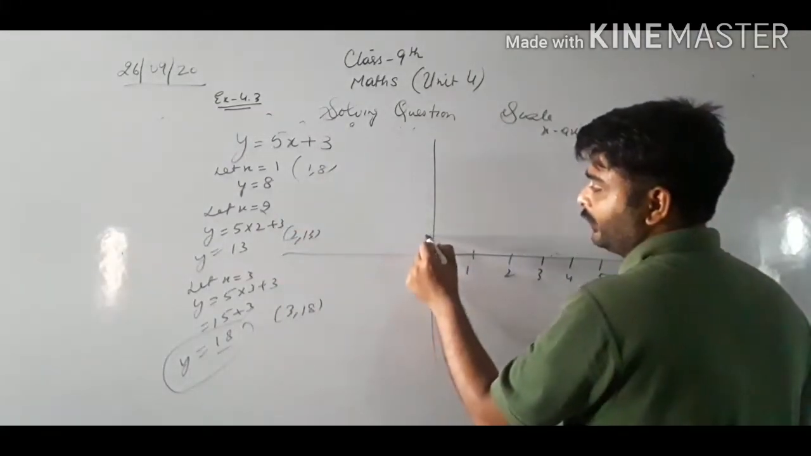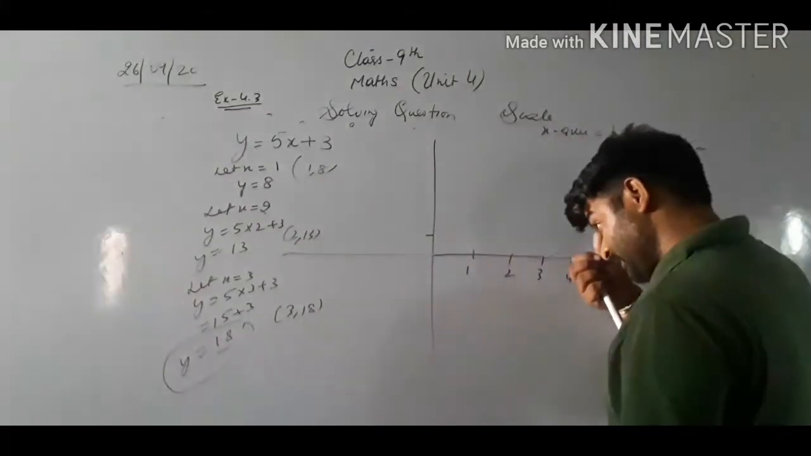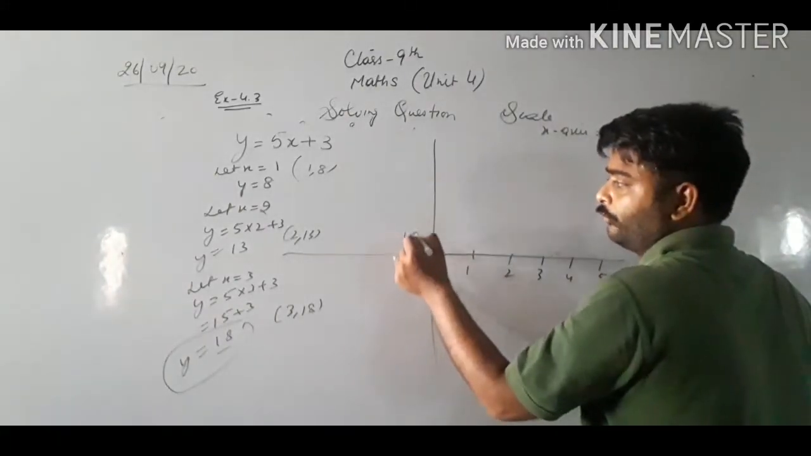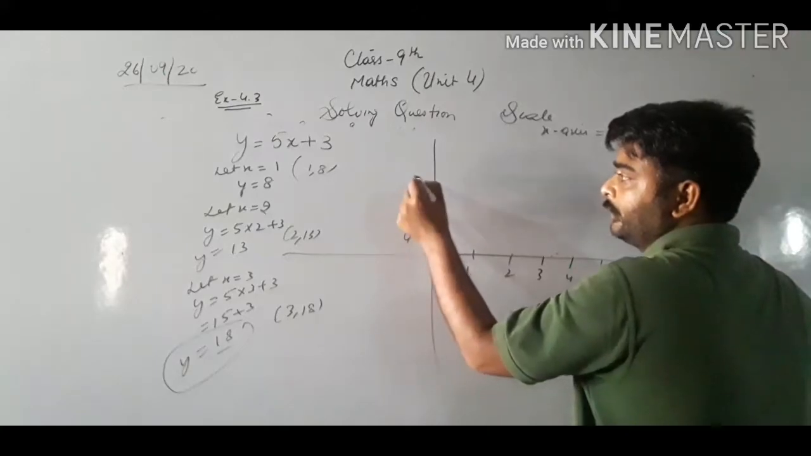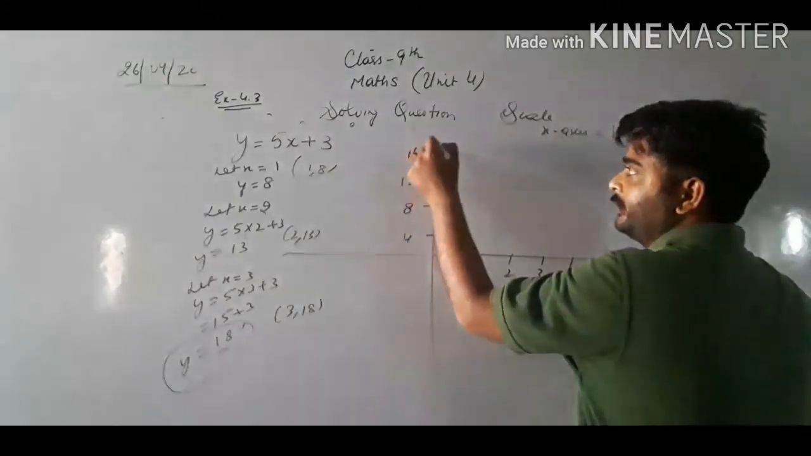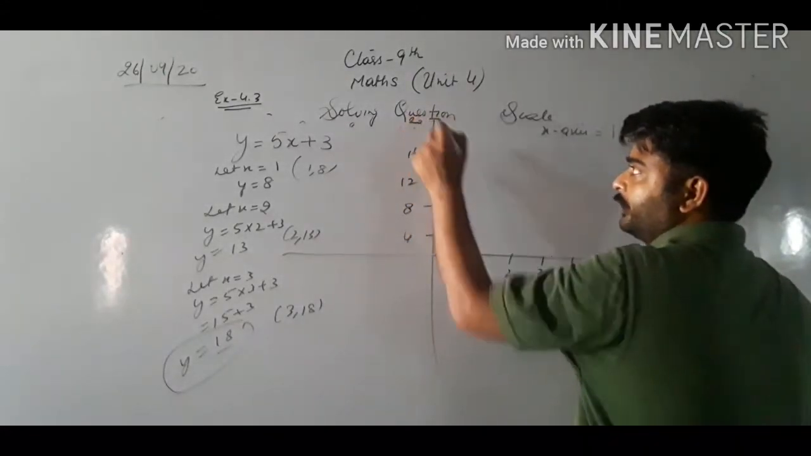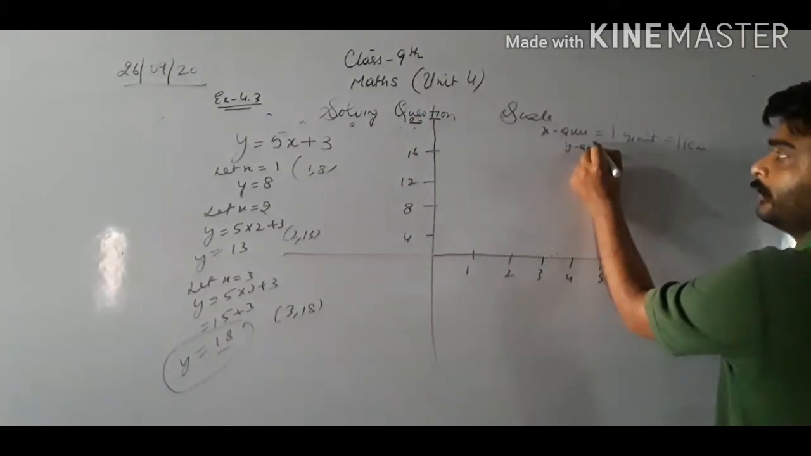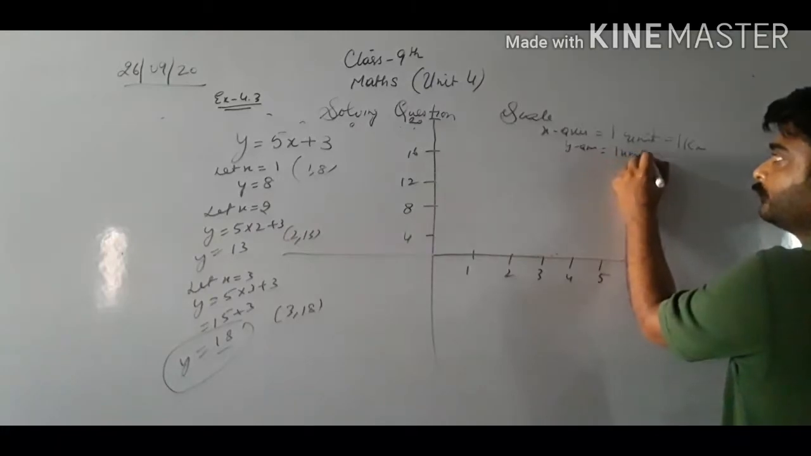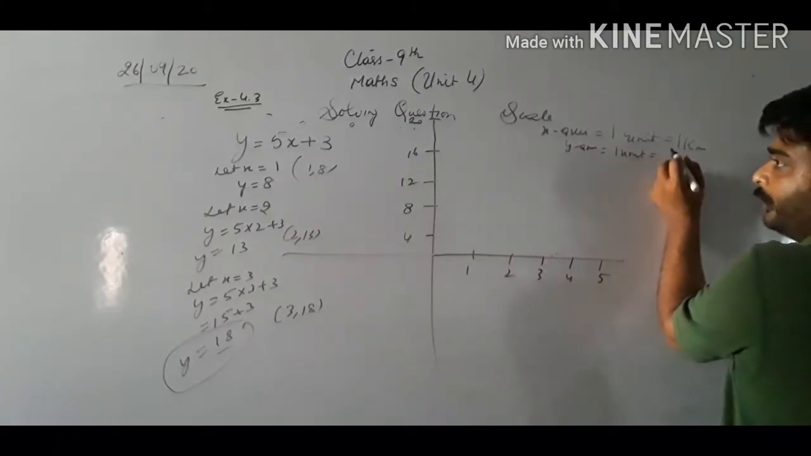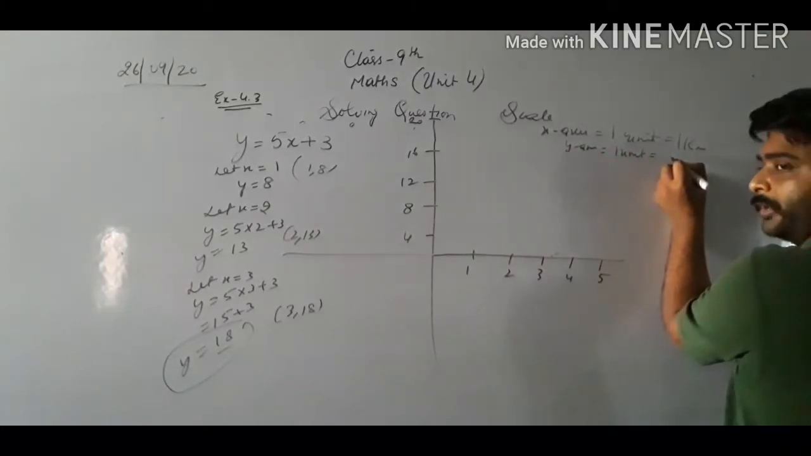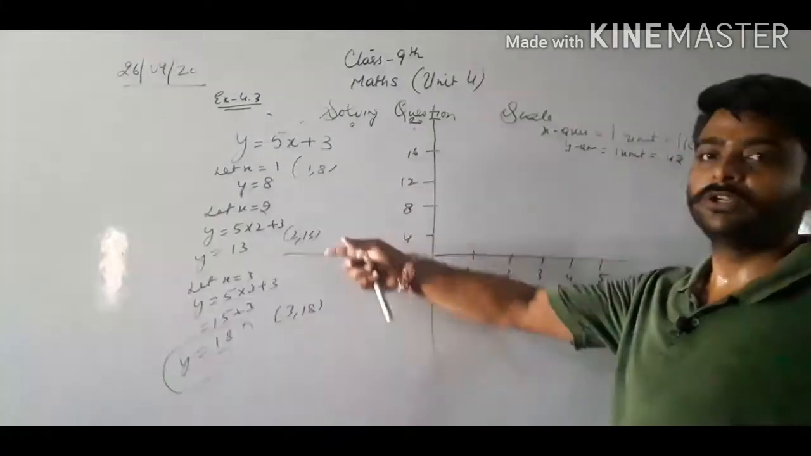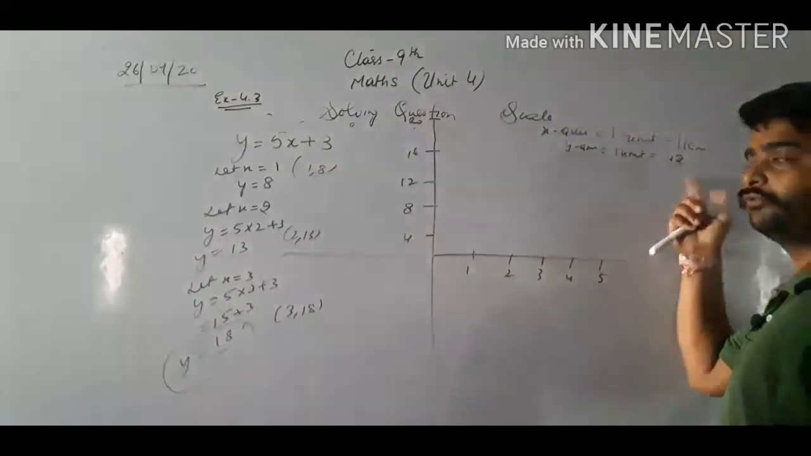So if I take it as a multiple of 4: 4, 8, 12, 16 and 20. Okay, so for the y axis, 1 unit equals to 4 rupees. Y is the cost, so what I have done, 1 unit equals to 4 rupees.